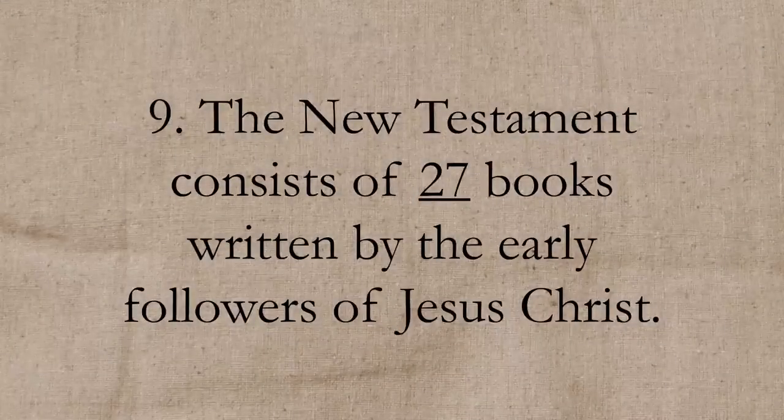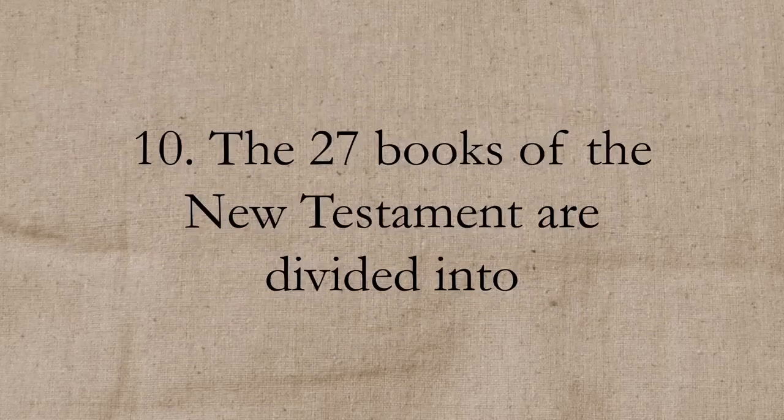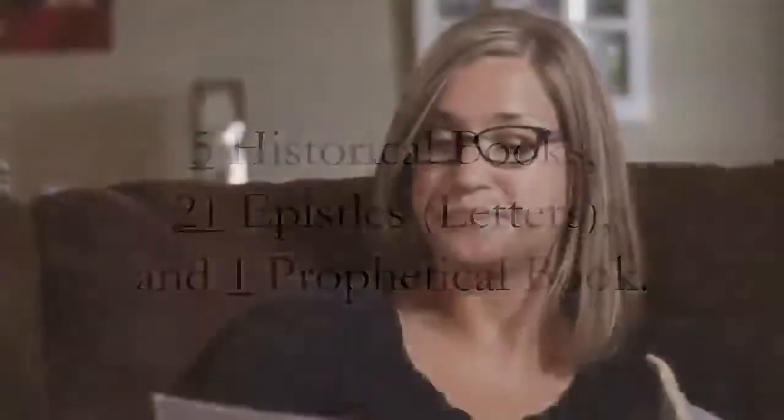This is found on page 14. The New Testament consists of 27 books written by the early followers of Jesus Christ. 27 books. Point number 10. The 27 books of the New Testament are divided into 5 historical books, 21 epistles or letters, and 1 prophetical book. So your blanks there are 5, 21, and 1.